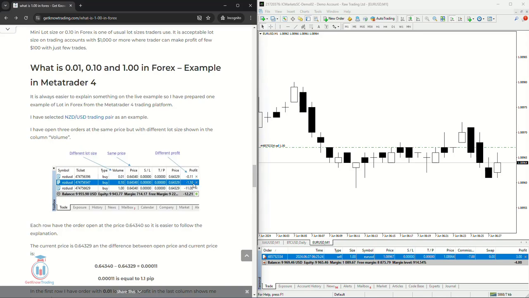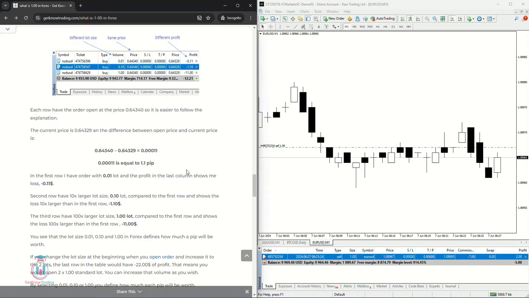Then you have 10 times less this lot size, the value of a profit is 1.1, which is 10 times less than this one. And then you have $0.11, which is for the micro lot, for the smallest one, which is 100 times less than this one, the standard lot.